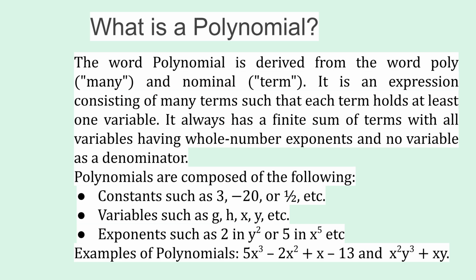Variables, such as g, h, x, y, etc. Exponents, such as 2 in y squared, or 5 in x to the 5, etc. Examples of polynomials: 5x cubed minus 2x squared plus x minus 13, and x squared y cubed plus xy.